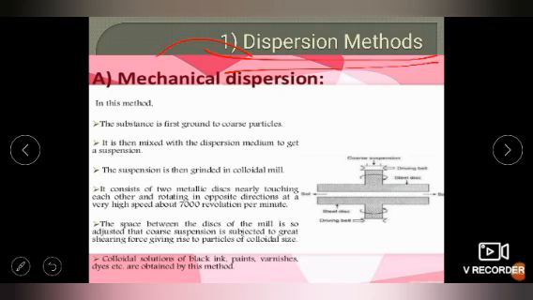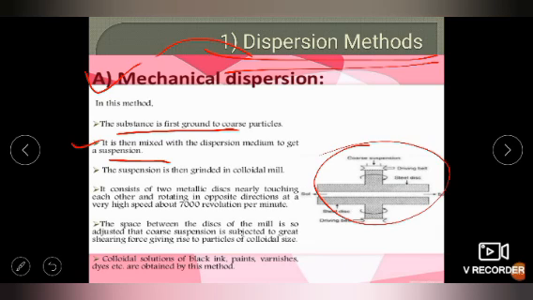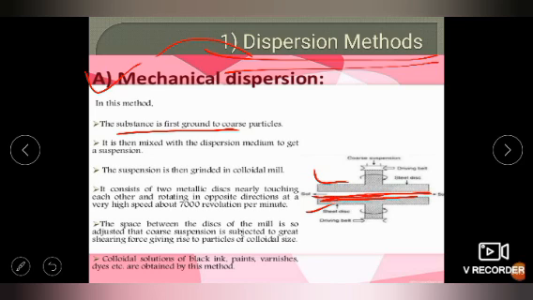So let's start with mechanical dispersion. In this method, the substance is first ground to coarse particles, and it is then mixed with the dispersion medium to get a suspension. The suspension is then ground in a colloidal mill, which consists of two metallic discs. If you see the diagram here, it consists of two metallic discs. One is this, second is this. In between them the suspension is kept. They nearly touch each other and rotate in opposite directions at a very high speed of 7,000 revolutions per minute. It is like a grinder.